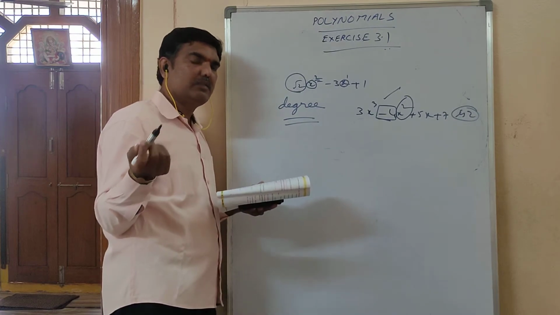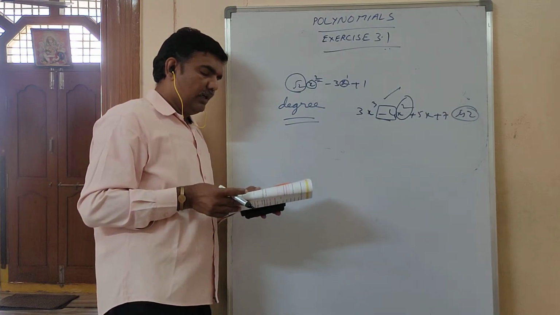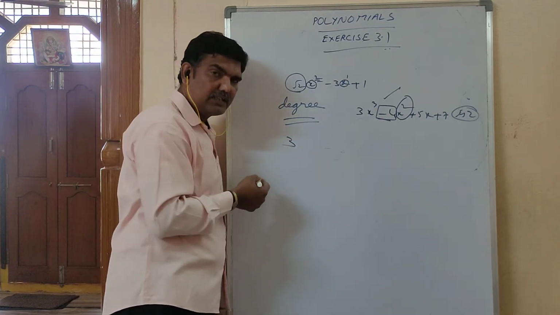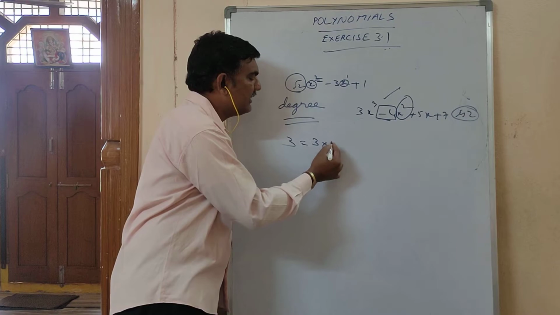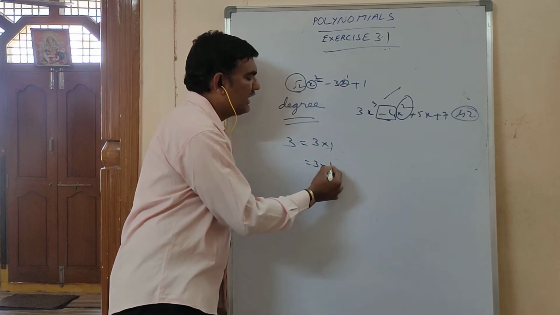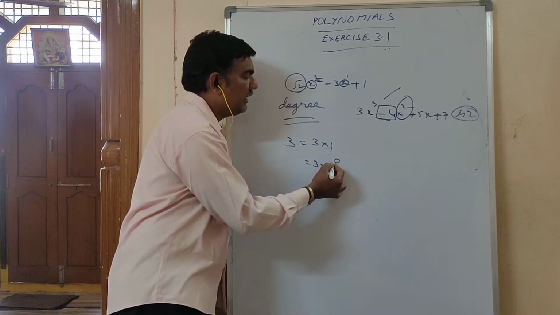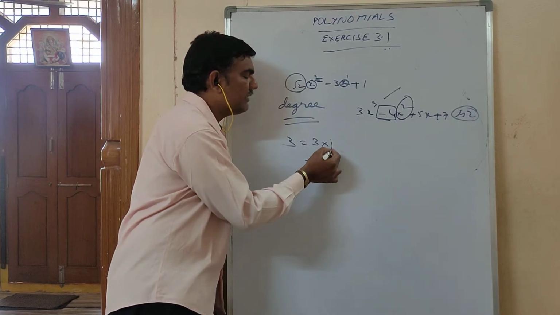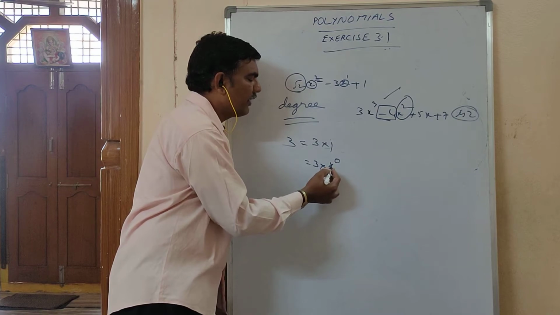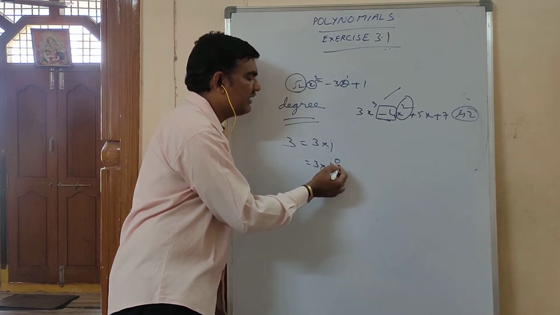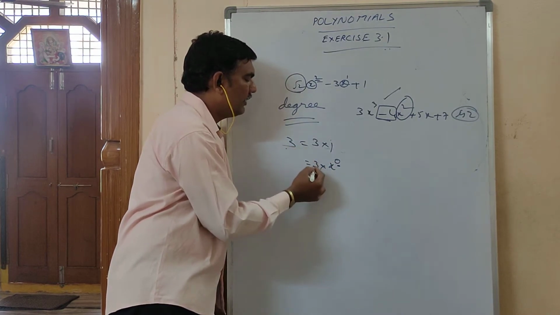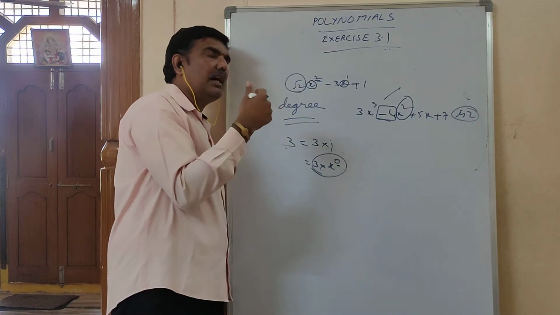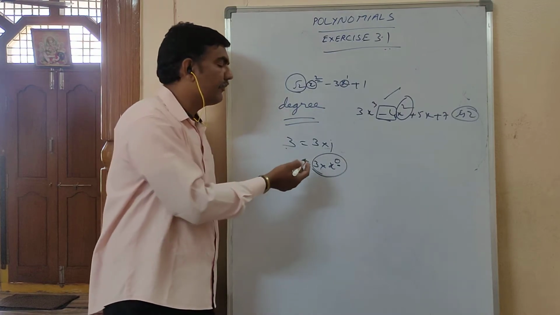True or false? False. The degree of a constant term is 0. 3 is a constant term. 3 can be written as 3 into 1. X power 0: any base, if its power is 0, its value is 1. In place of 1, I have written x power 0. What is the power of x here? 0.